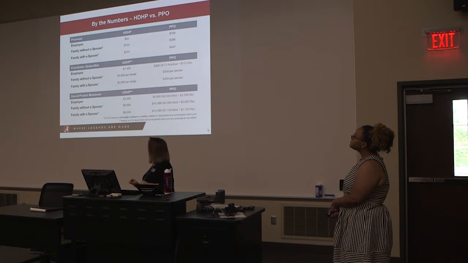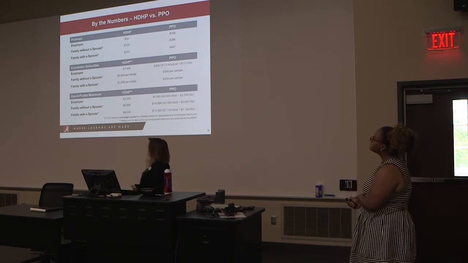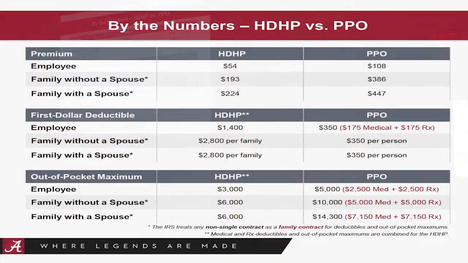All right. This is our by the numbers comparison. So as you can see at the very top, premiums for the high deductible health plan are 50% of the PPO. Now I see a lot of you with your phones. I'll tell you that all this information is on our website. We'll give you the address at the end, so you don't have to take a picture of everything. This whole presentation is on the website. But yes, 50% less in premiums for the high deductible health plan, which is great. You can save a lot of money on the front end.